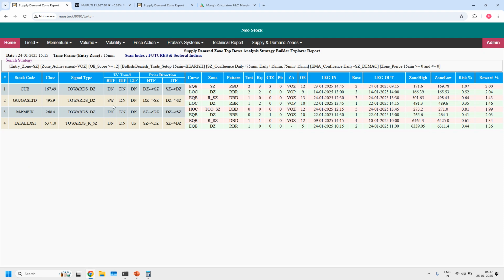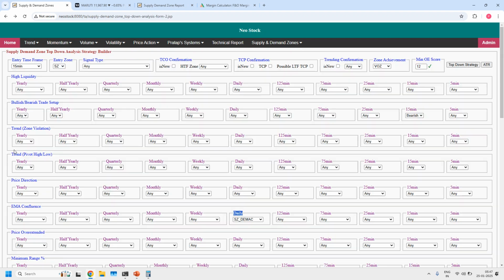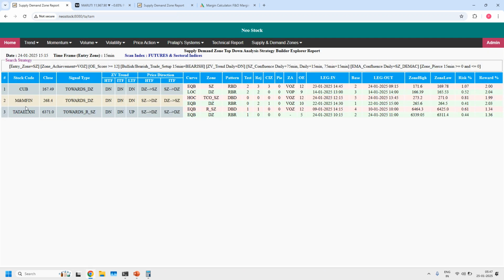Out of these 4, you ignore the second one, which has a sideways trend. I can also filter here: in the trend at the daily time frame, I am selecting only downtrend. Now we will get only 3 stocks. The sideways trend is eliminated. So in these 3 stocks, you need to look for the stocks.